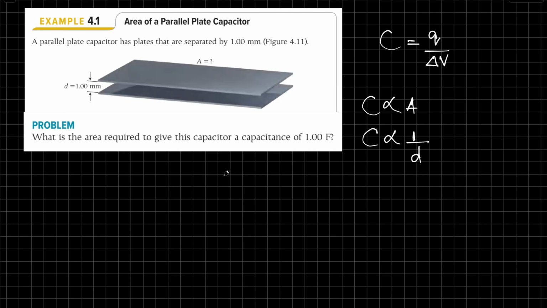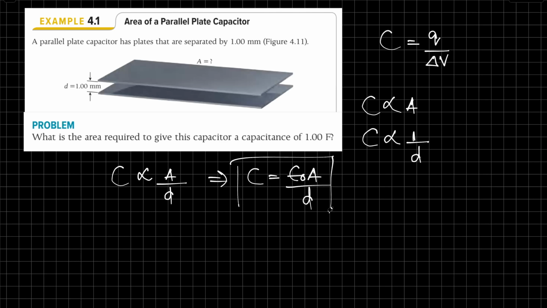Using these two relations, we can write the equation for capacitance. C proportional to A over D. The constant to replace the proportionality sign here is epsilon 0. So C equals epsilon 0 A over D, where epsilon 0 is the permittivity of free space. Let's use this equation to find the area of this capacitor.